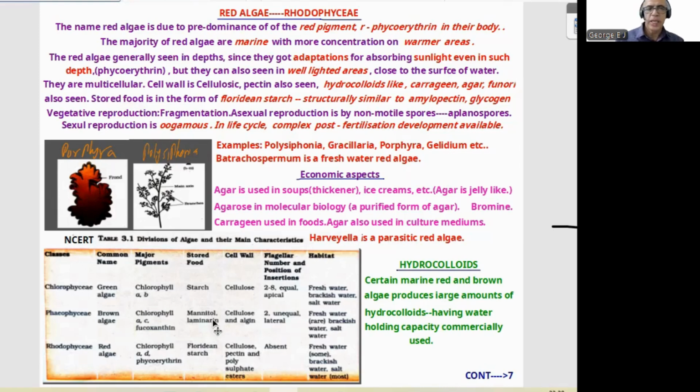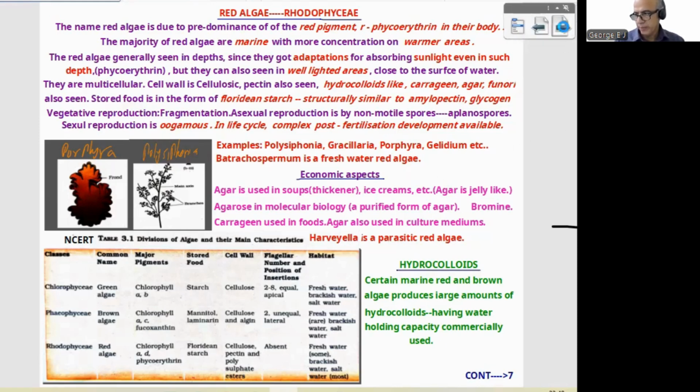Now, this is the famous NCERT table. Usually one or two questions come. So each class, common name, major pigments you can find, then stored food. Good data is given. Then here you can find flagella, and in Chlorophyceae, 2 to 8 equal and apical. So it's an important NCERT table. Don't leave it. Now we can proceed to the next page.